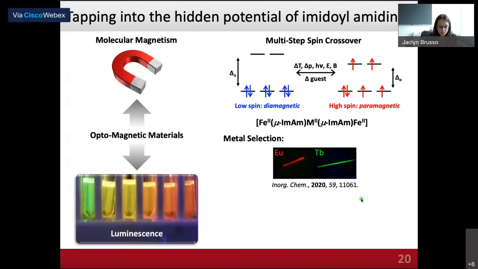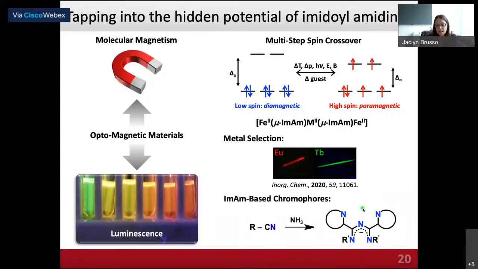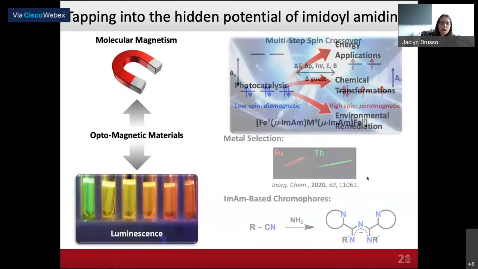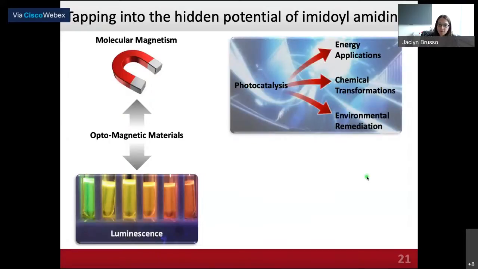And what opportunity we have with the imidoyl amidines is that we can tailor the aromatic group to act as a chromophore to enhance the luminescent properties of these metal ions. As well, we are exploring through collaboration some photocatalysis with some of our mononuclear complexes, and as well looking at MRI contrasts with our multi-centered mixed metal complexes.